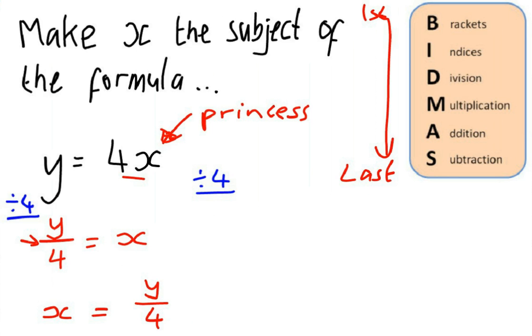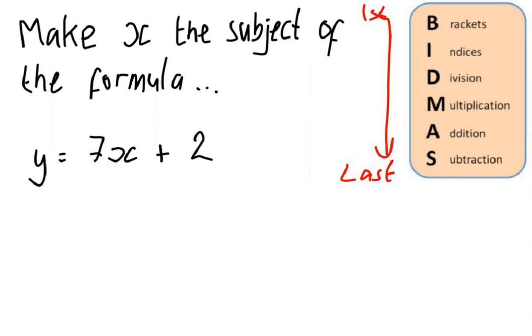Let's try one more slightly more difficult example. Okay, so in this example we want to make x the subject of the formula, which of course means we want to get x equals something right at the bottom. So we've got y equals 7x plus 2. So our poor princess is here. This is our princess right here.